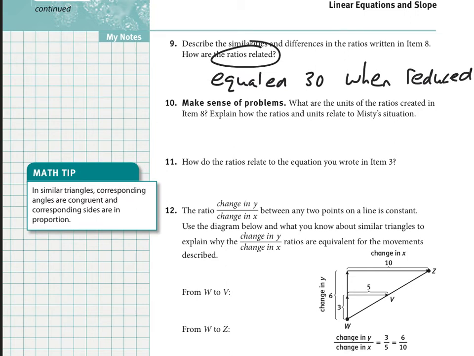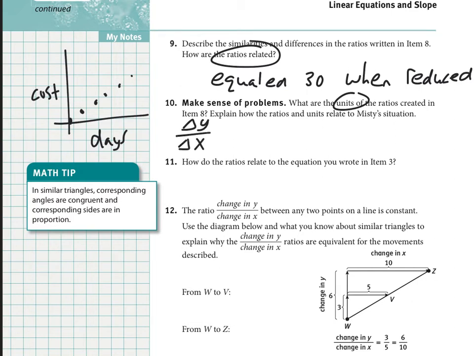Okay, so what are the units of the ratios created? We were doing the change in y over the change in x. Remember on our graph, when we plotted these, x was the number of days, and y was the total cost, and our graph did something like this. It had these points in a linear pattern. So the units, when we did the change in y, here's a fancy symbol, change in, you can use a little triangle, it's called delta, just a little abbreviation, change in y over change in x.